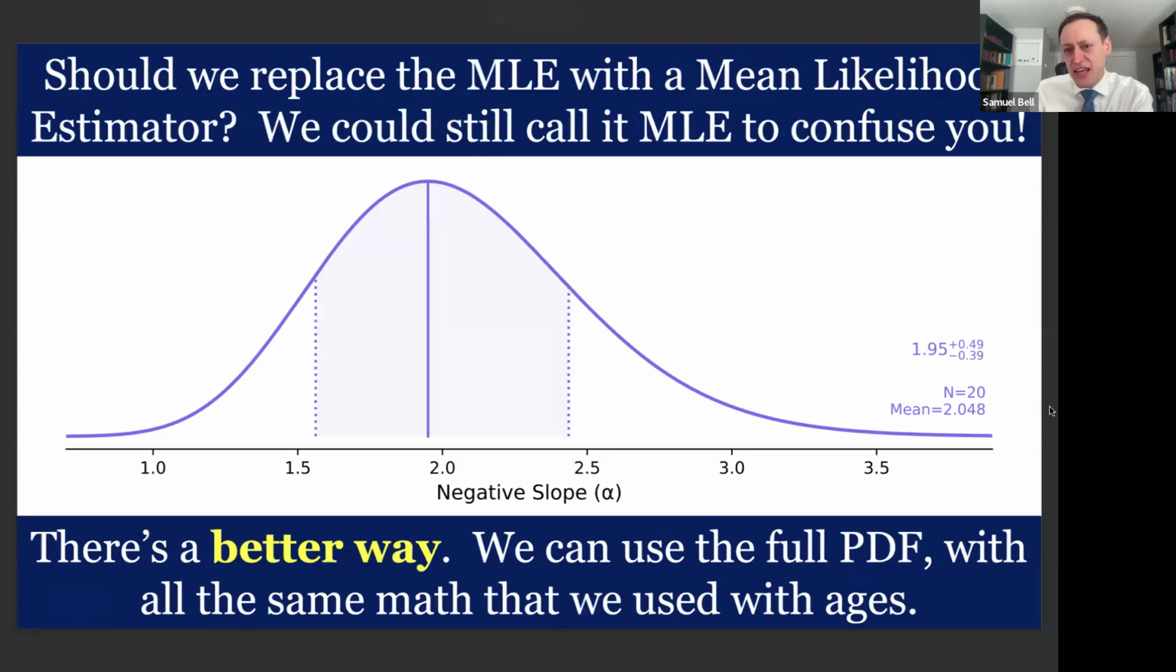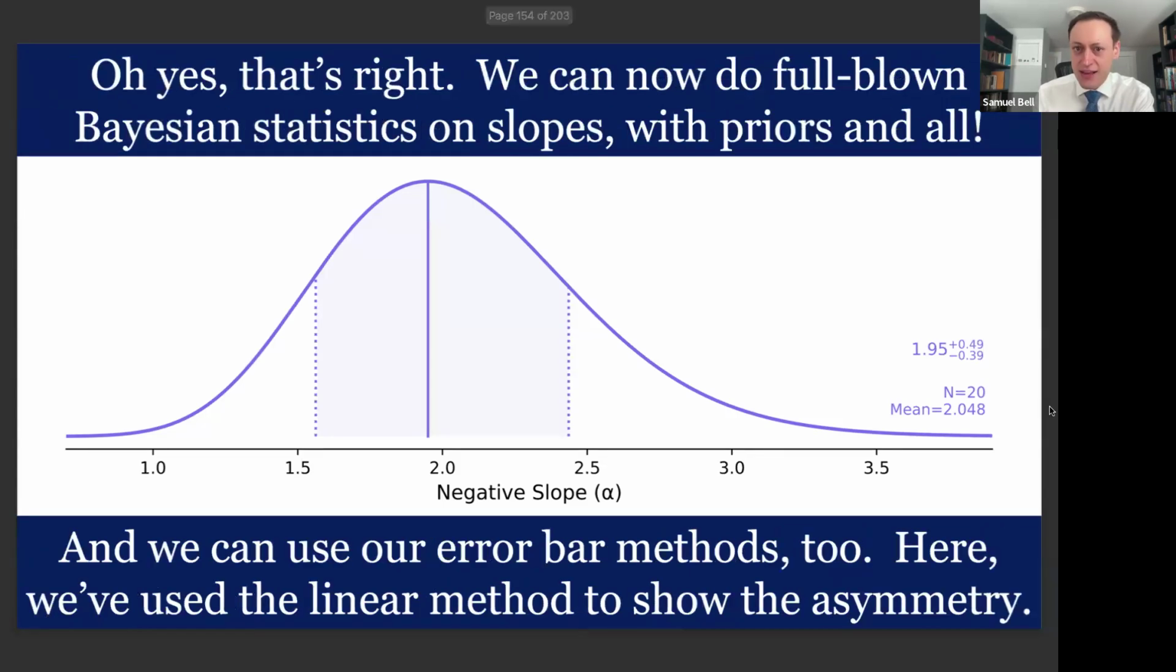So should we replace the MLE with a mean likelihood estimator? We could still call it MLE to confuse you. There's a better way. We can actually just use the full PDF with all the same math that we used with ages. Oh yes, that's right. We can now do full-blown Bayesian statistics on slopes with priors and all. And we can use our error bar methods too. Here, we've used the linear method to show the asymmetry.